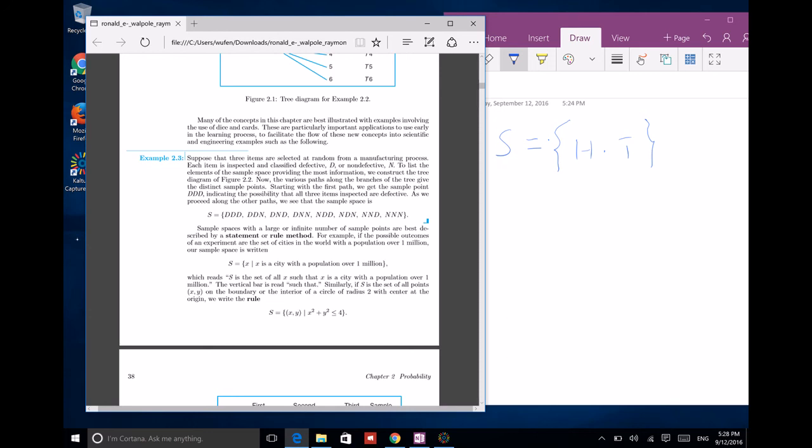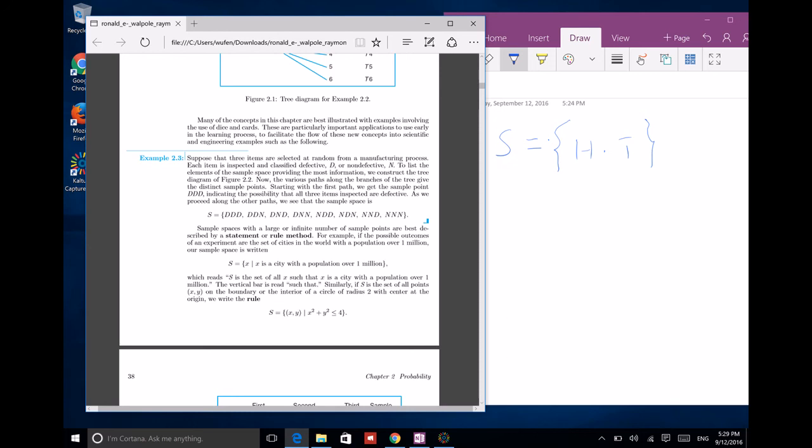If we select the 3, starting with the first path, we get a sample point indicating that all 3 items inspected are defective. So you basically have DDD, meaning all 3 are defective. DDN is 2 defective and 1 non-defective. Then the first one defective, the second non-defective, the third defective, or the first defective, the second and third non-defective. So basically you're going to have all the possible combinations: 1, 2, 3, 4, 5, 6, 7, 8. That's all the possibilities.